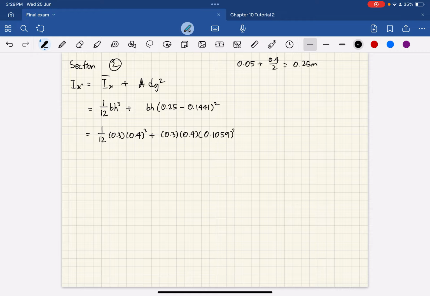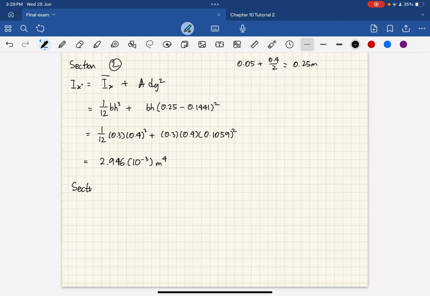So 0.1059 squared. Okay, then if you plug in everything, it's 1 over 12 times 0.3 times 0.4 cubed plus 0.3 times 0.4 times 0.1059 squared. So it becomes 2.946 times 10 to the power of negative 3 meters to the power of 4. So that is for section 2. Okay, now we proceed to section 3.